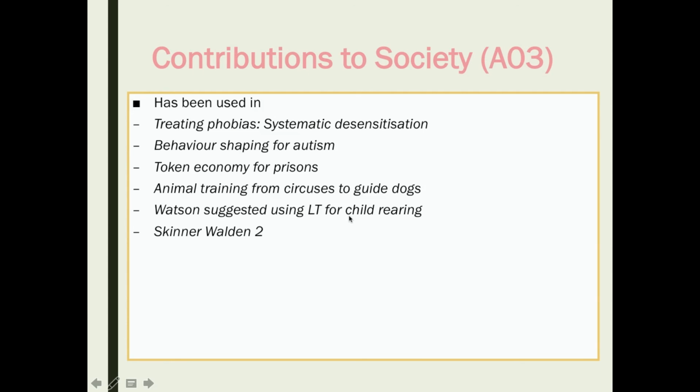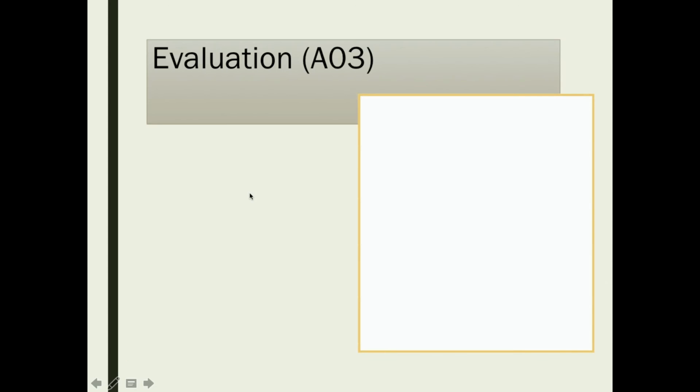Watson suggested using learning theory for child rearing. I mean, that's quite a controversial idea. And Skinner wrote Walden Two. Now, it's sort of a recipe for a perfect society built on behaviourist principles. So have a look at these and do some wider reading, especially on Walden Two. I found that fascinating because these might be useful evaluations in your essays.